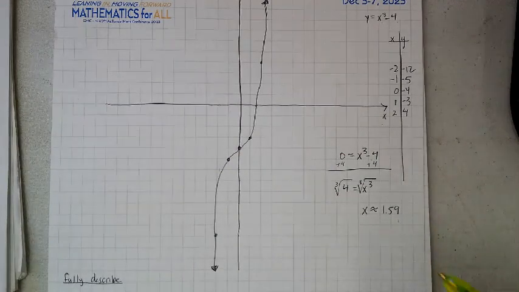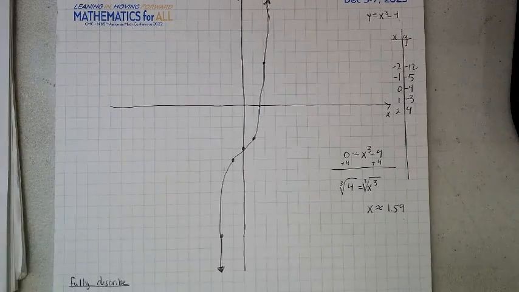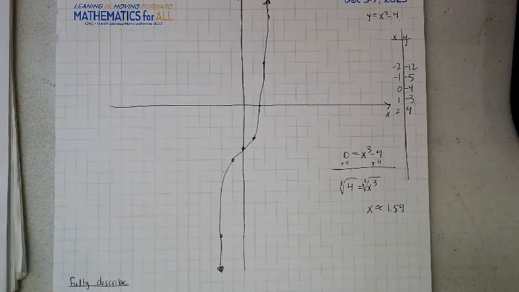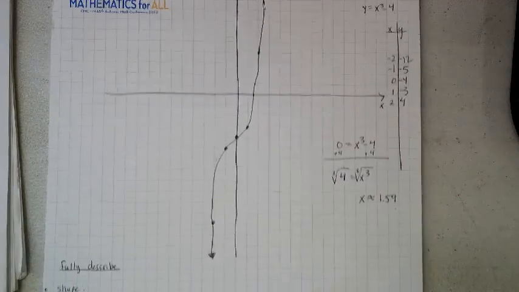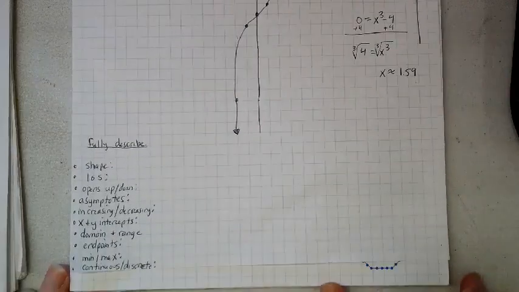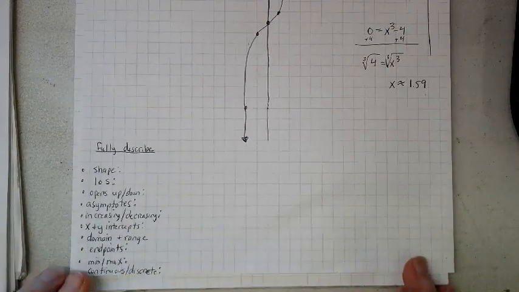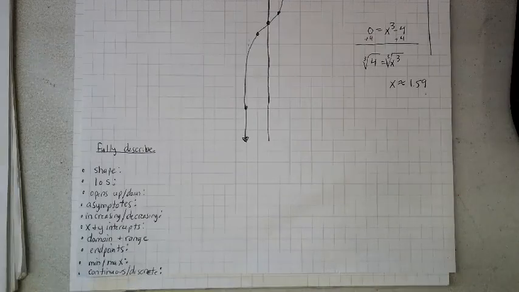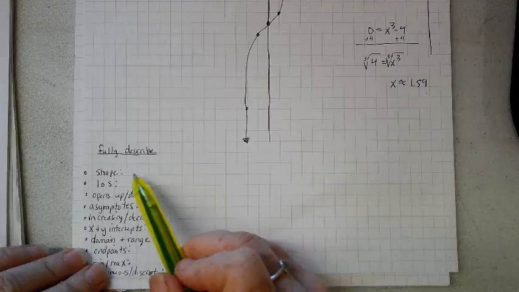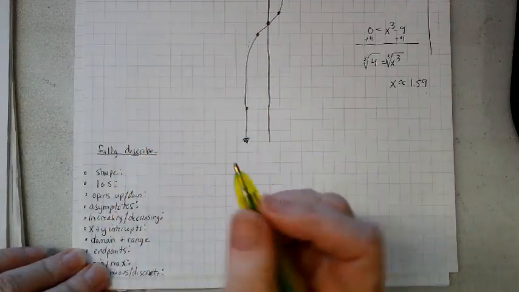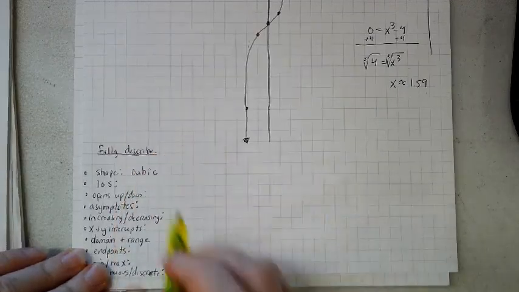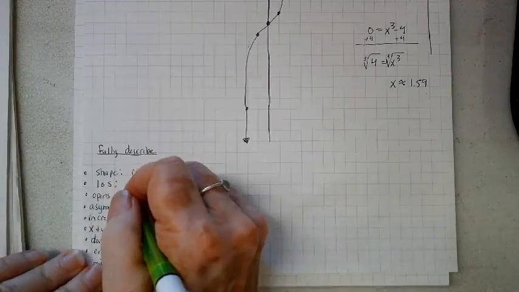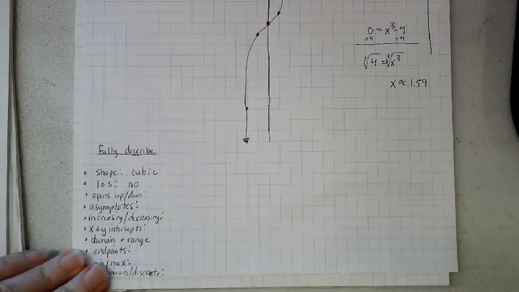So now they've asked me to make a complete graph. I think my graph is complete because I've got my x and y intercepts on it. And so now I'm going to fully describe it. I just looked up at the wall in our classroom, and there's a little sign that tells me how to fully describe it. So the shape, I'm just going to say it's a cubic because it looks like a cubic. The line of symmetry, I'm going to say no.